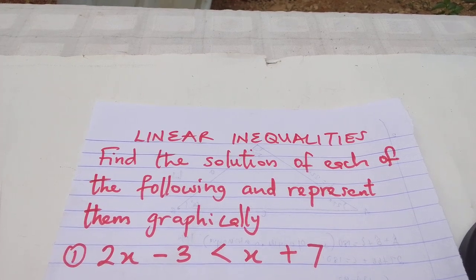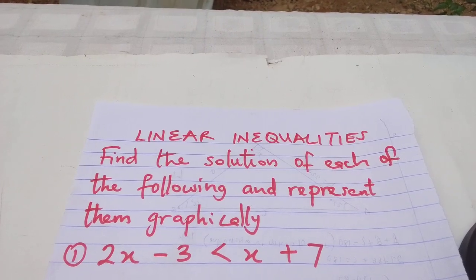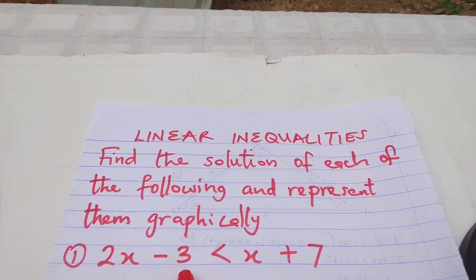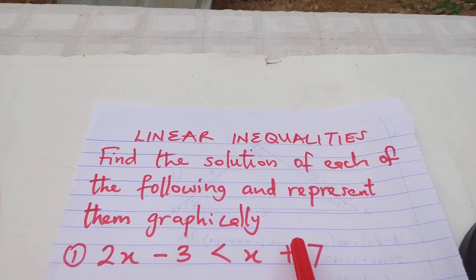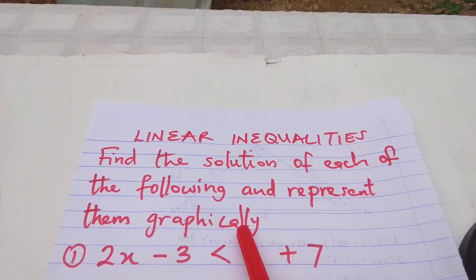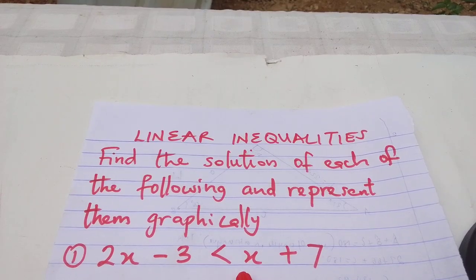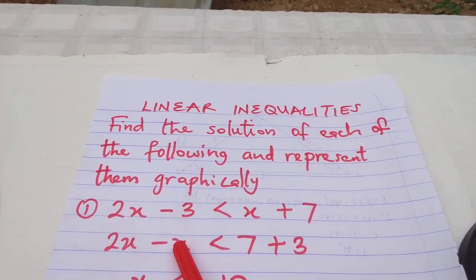Good day, students. Today we want to look at how to solve an inequality equation and to represent them graphically. We have 2x minus 3 is less than x plus 7. Now we are going to bring this x to this side. It is minus here. When it comes to this side, now turn to what?